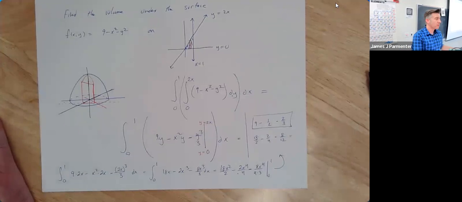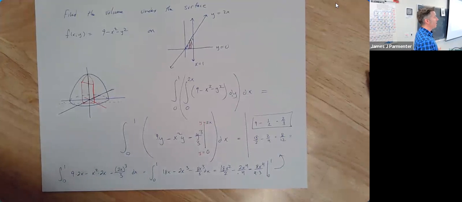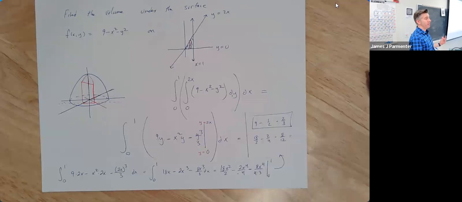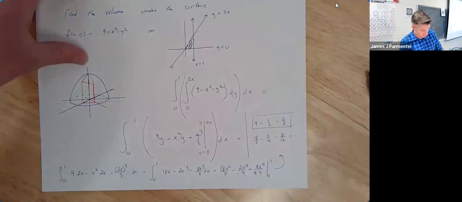So this is the reason why we do double integrals. That's not the only reason, but one of the things we use double integrals for is to find the volume under a surface. And you kind of have to do it this way. There isn't really any other option. And we got it. Cool.